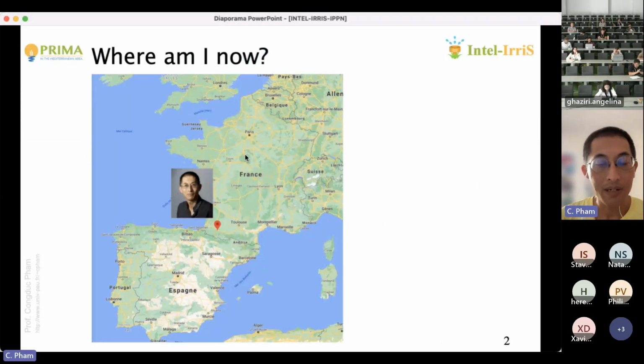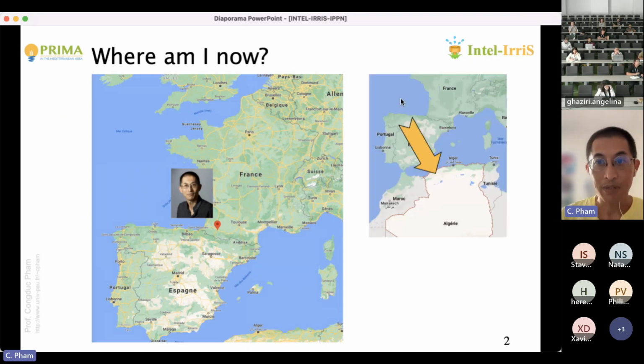Where am I now? I'm in Pau, so you can see here. When David contacted me to present something, I said it would be an interesting event to present the Interluis project and to have more interactions. But when I checked my dates, I was in Algeria a couple of hours ago, and I just arrived home less than an hour ago. So it was a bit difficult to come physically to Angers, and it's such a pity.